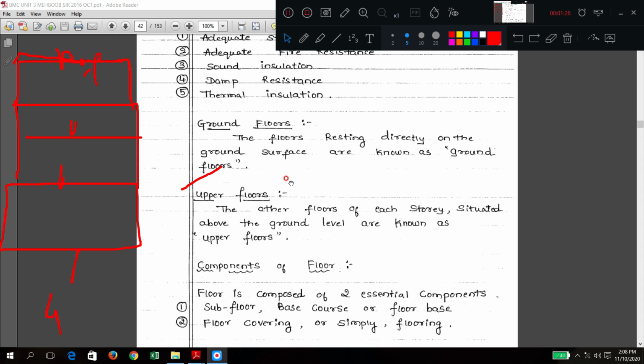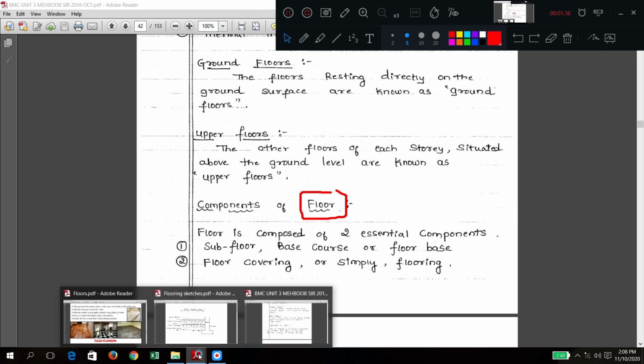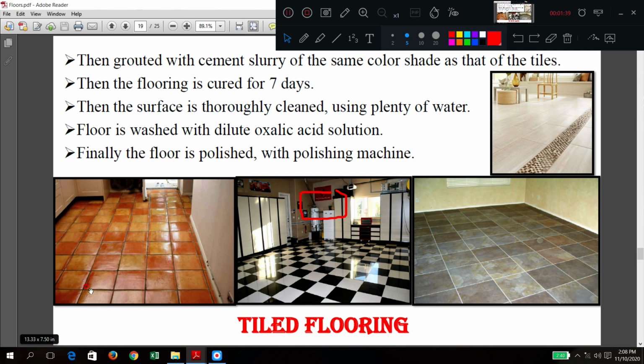Now come to the very important point. What are the components of a typical floor? When you see this diagram, and you cut a section of this one, how it appears, that is exactly what you want to see. In the cross section, you can see the various components of a flooring, but in this view you only see the floor cover. So the total floor includes this floor cover as well as the floor base when you see it in the cross section.